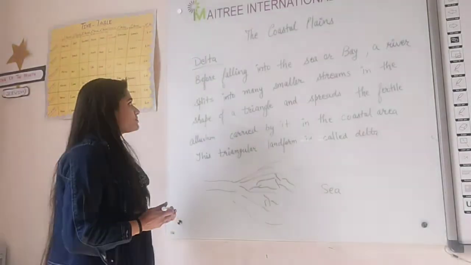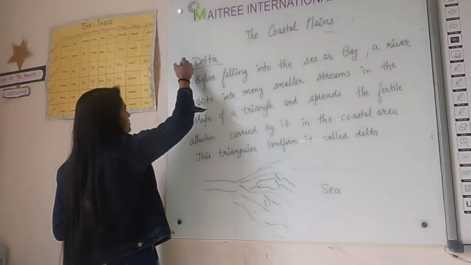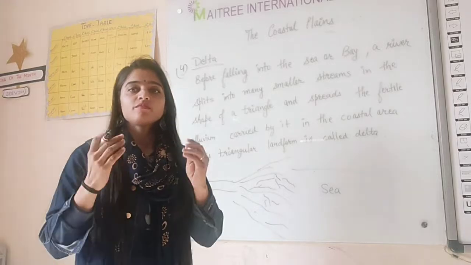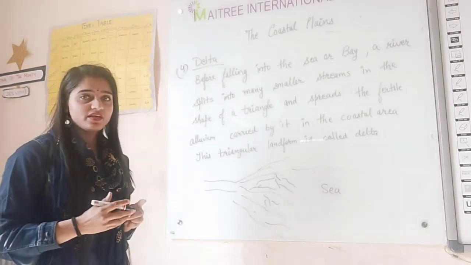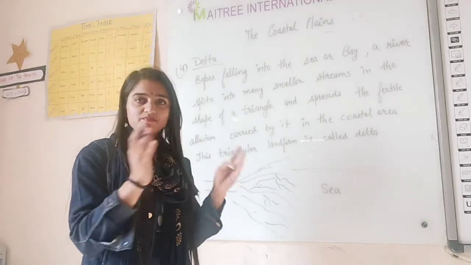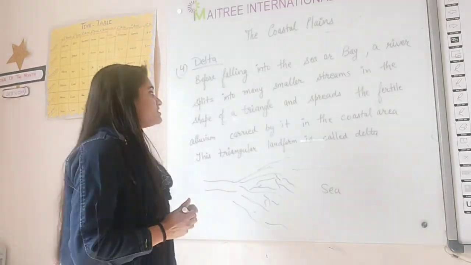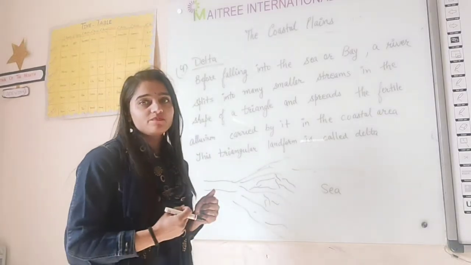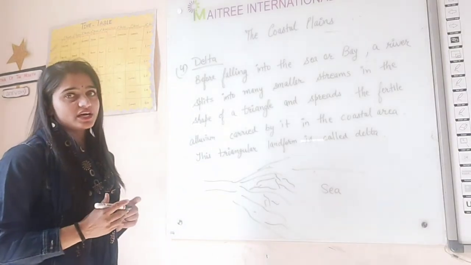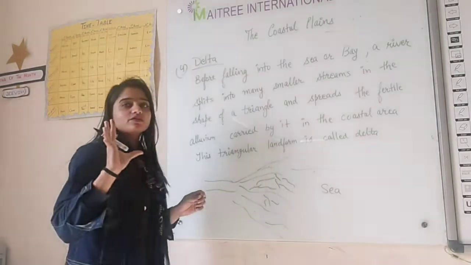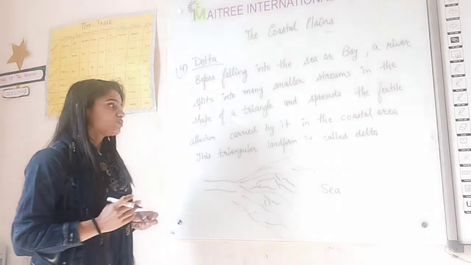Coming to the next term, that is delta. Now what is delta? Before falling into a sea or a bay, a river splits into various streams. And it spreads the fertile alluvium that it brings along with it over that coastal area. So this triangular landform that is created by that river is known as delta.